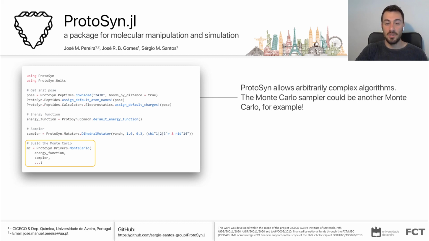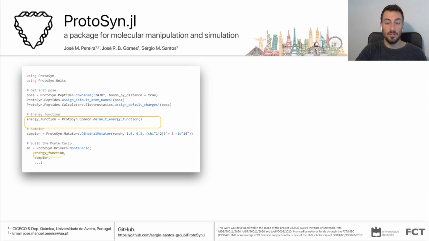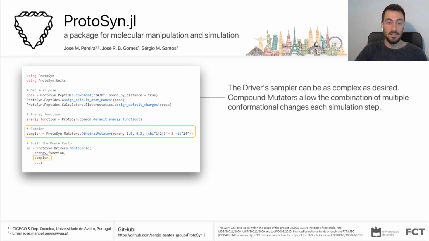Perhaps the simplest driver is a Monte Carlo driver. Each step it introduces a change, evaluates that change, and decides whether to continue this chain of events or recover the previous conformations. Seems simple enough. Let's add all the required parts. We'll use ProtoSyn's default energy function for the calculator and the simple dihedral rotation for the mutator. This simply picks a dihedral angle and rotates it.